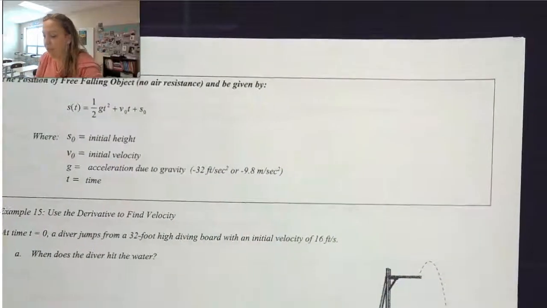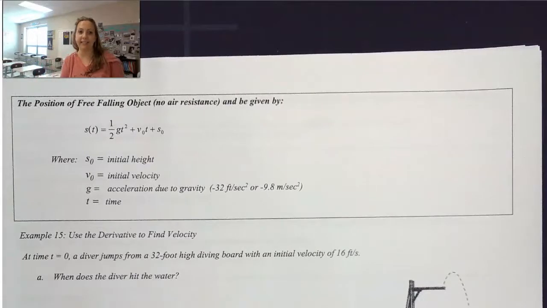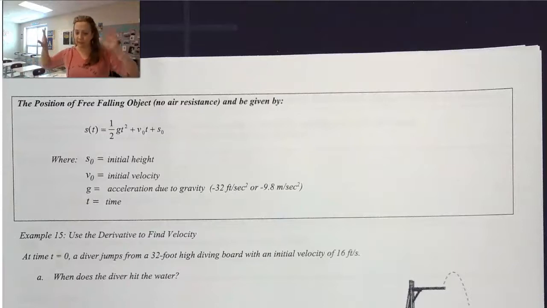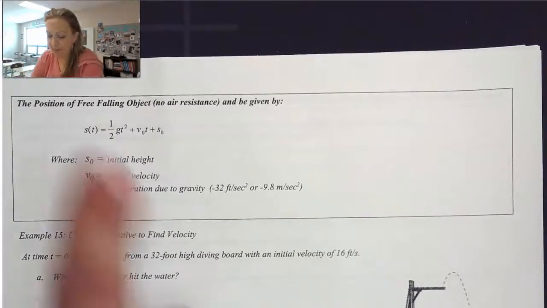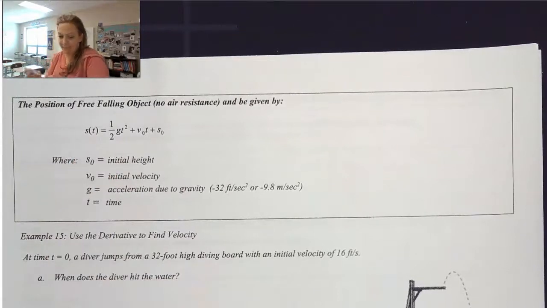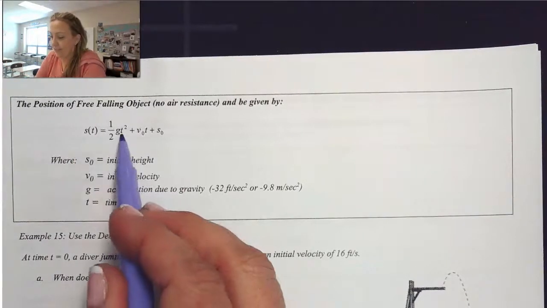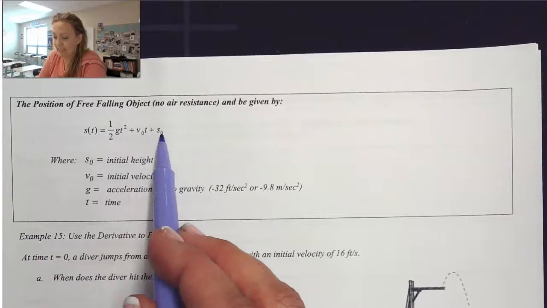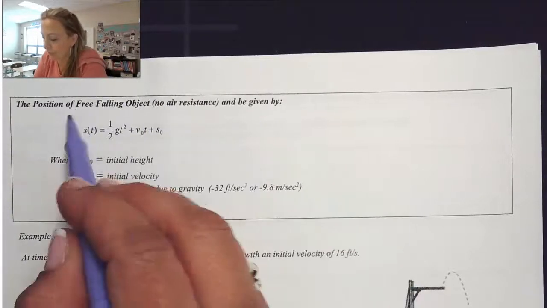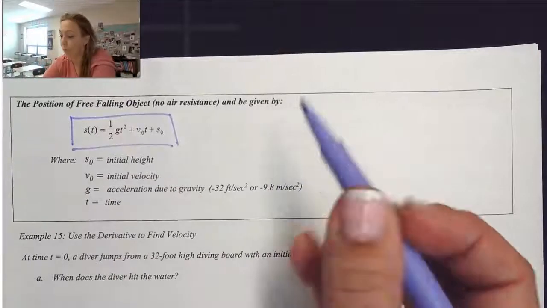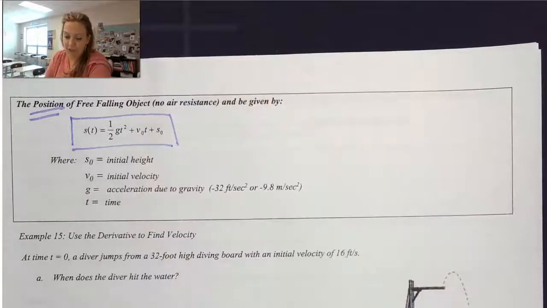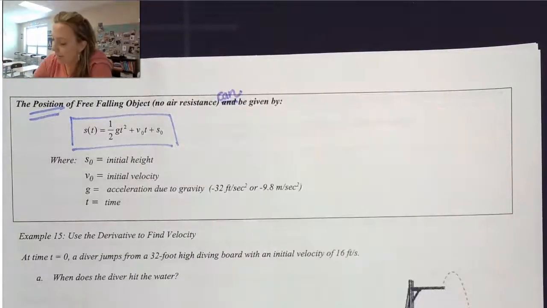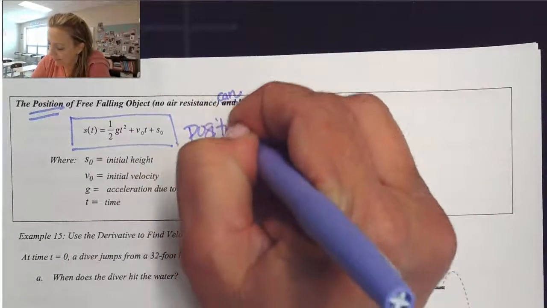Okay. So the last thing we're going to look at today is this idea of the position of a free falling object with no air resistance. This can be given by s of t equals 1/2 times g times t squared plus v sub 0 times t plus s sub 0. This probably is familiar to you either from Algebra 1 or Algebra 2, or I hope both. But this is basically the position function, okay? So again, this is our position.